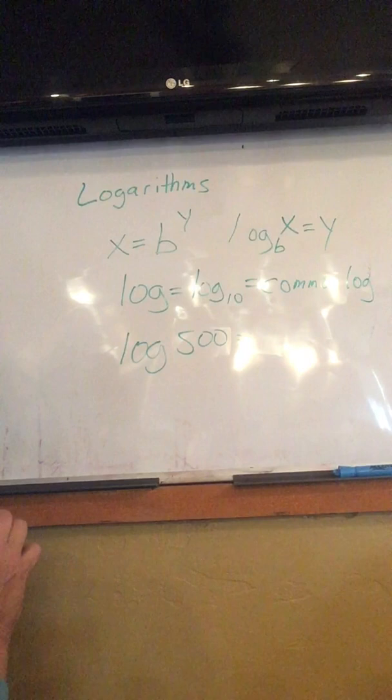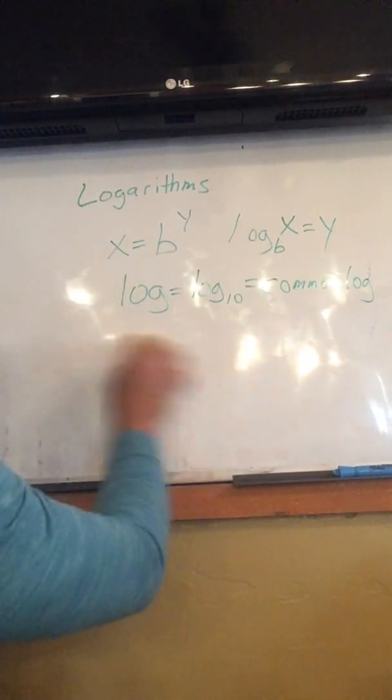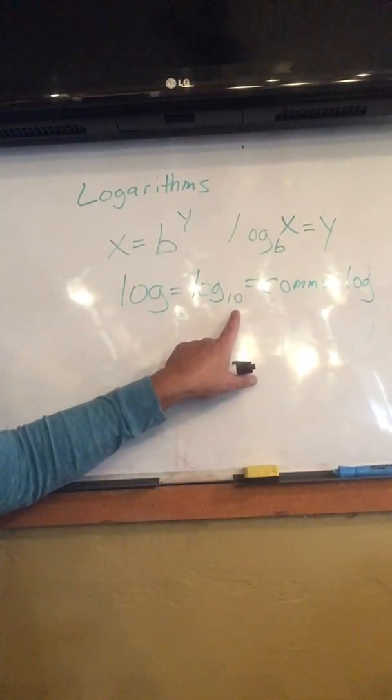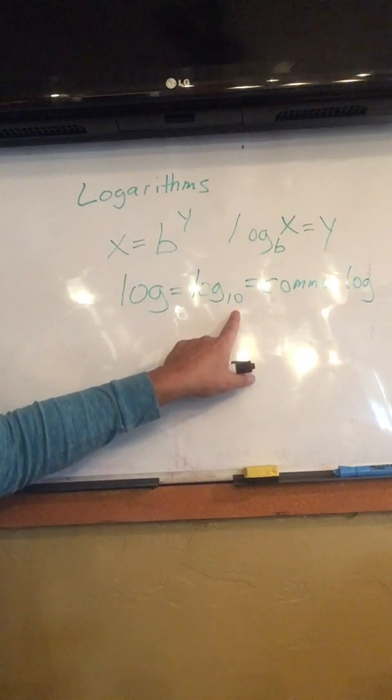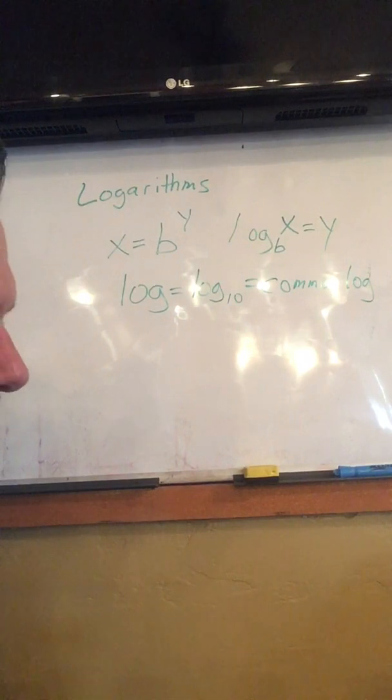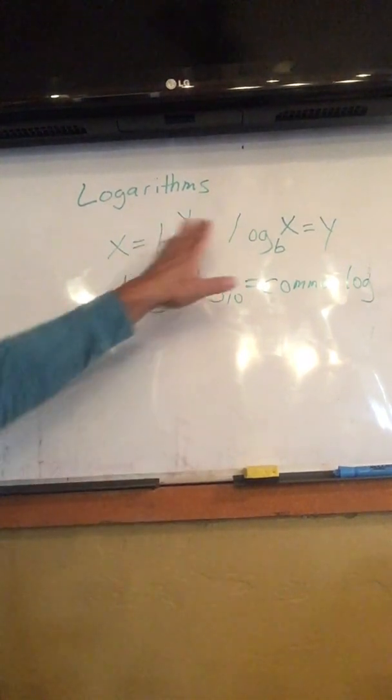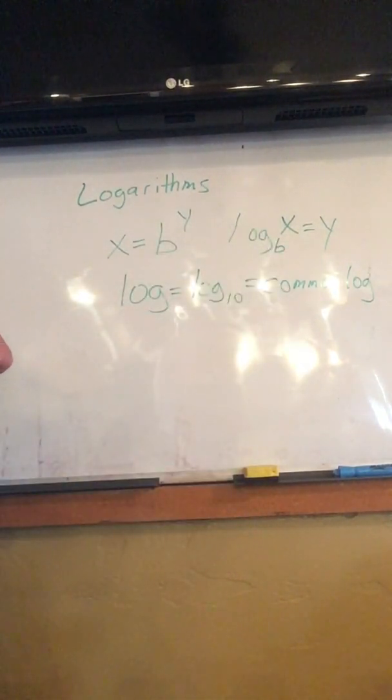So that's the common log that you use your calculator for. If it's anything other than 10, you're not going to be able to use your calculator. You have to do it the long way that we're talking about in the calculation, changing your logs. All right.